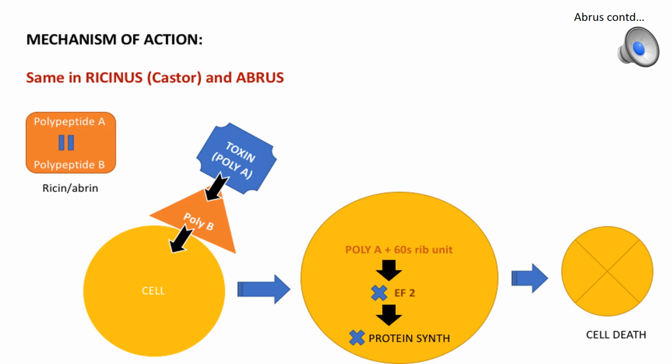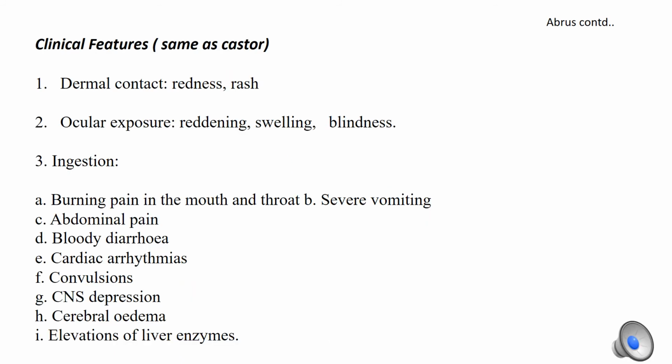So exactly the same mechanism of action like ricin. There is inhibition of protein synthesis and cell death, leading to hemolysis and agglutination. Clinical features like castor, same. Dermal contact causes irritation, redness, rash. Ocular exposure causes reddening, swelling, blindness. Ingestion causes pain and blisters. Okay, severe vomiting, abdominal pain, diarrhea, cardiac arrhythmia, convulsions, CNS depression, cerebral edema, elevated liver enzymes.